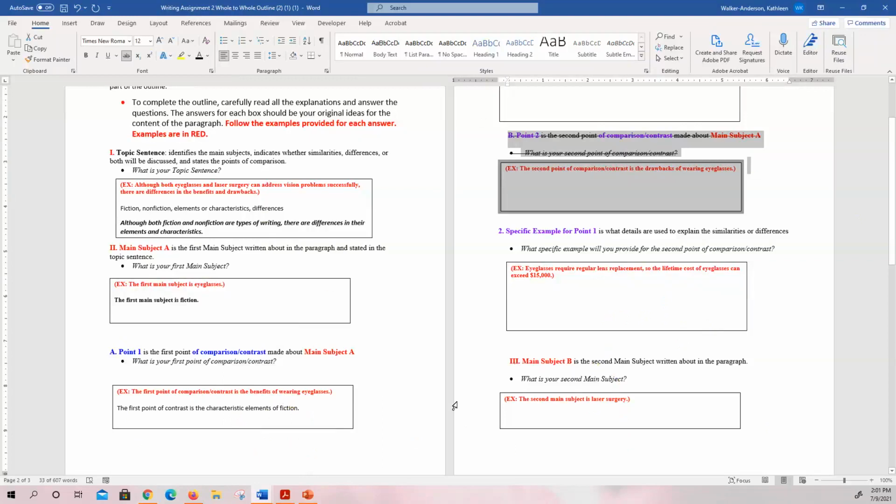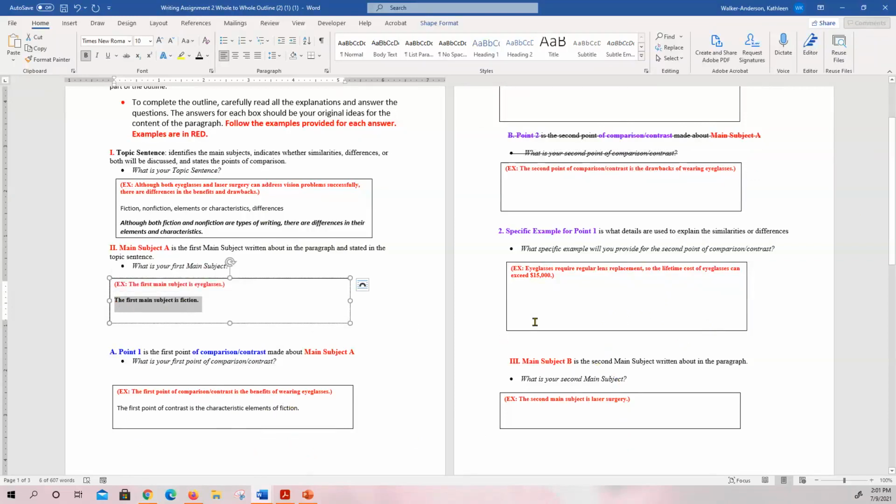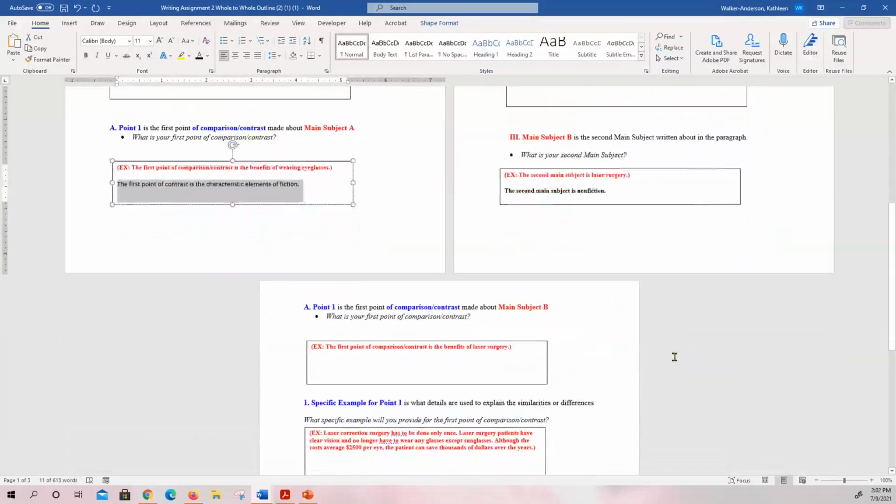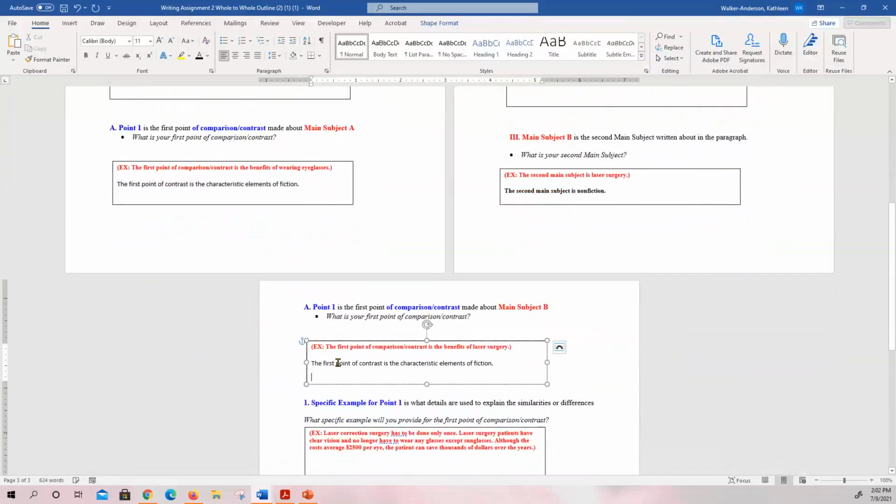Now my main subject B is nonfiction. I'm going to copy and paste this sentence. Control C copies, Control V pastes, but this is my second, so I'm going to change a couple words in here. The second main subject is nonfiction, so I'm going to add non. And my point of contrast is going to be the same. So the first point of contrast is the characteristic elements of nonfiction. I'm going to copy this sentence, Control C, to make my life easier so I don't have to retype everything, and Control V to paste. And I'm going to add non.